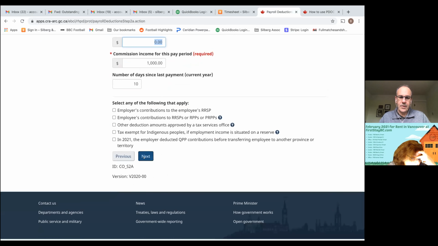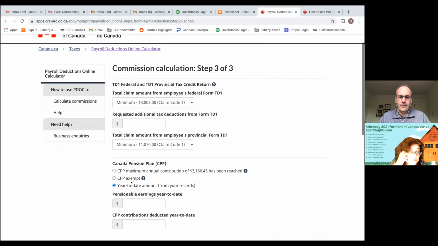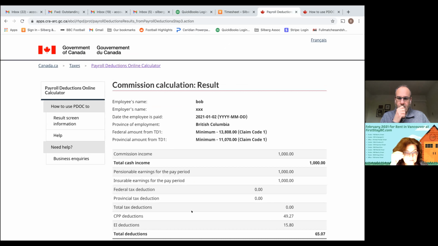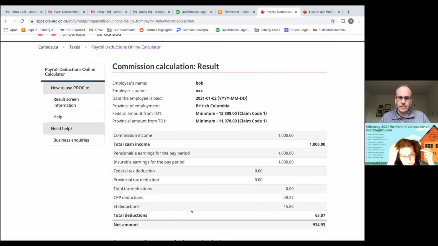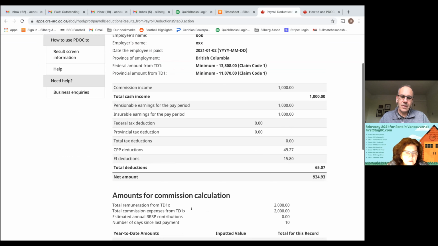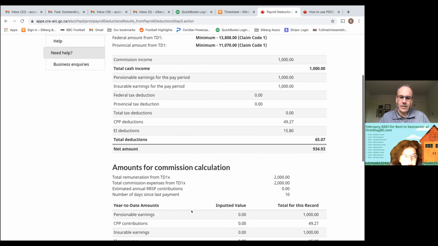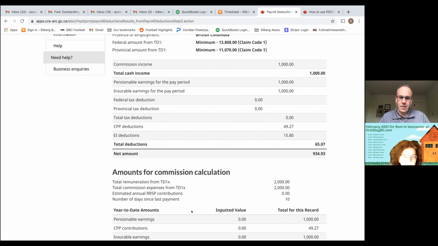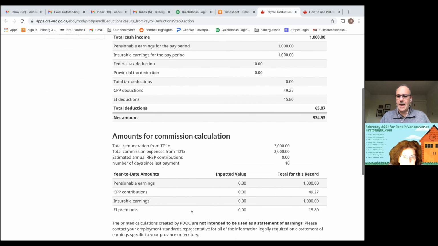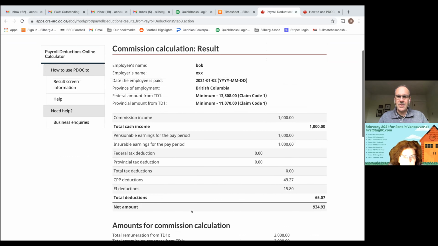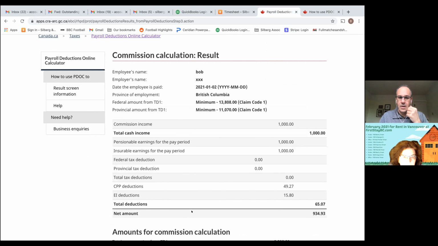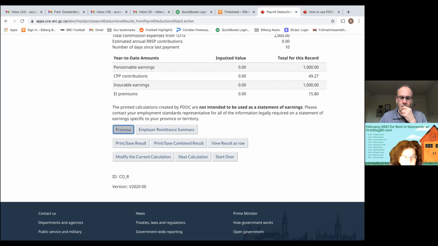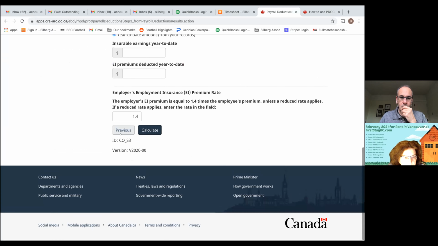Again, I've never done this one before, so I don't know. Oh, yeah. This one we can just calculate, see what it says. Commission income. Okay. Oh, no, so the amount from commission, we still pay CPP and EI. Yeah, total remuneration. I'm not really sure. This doesn't make a lot of sense to me. Commission income. I think from commission, we still pay CPP and EI, but no vacation pay.